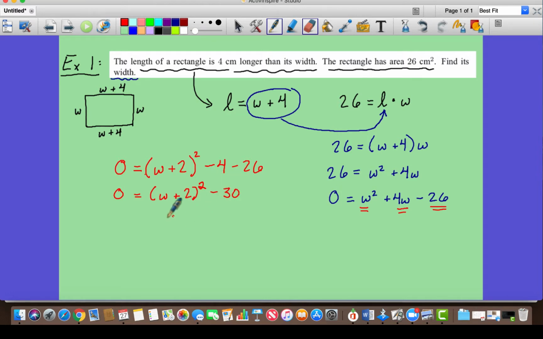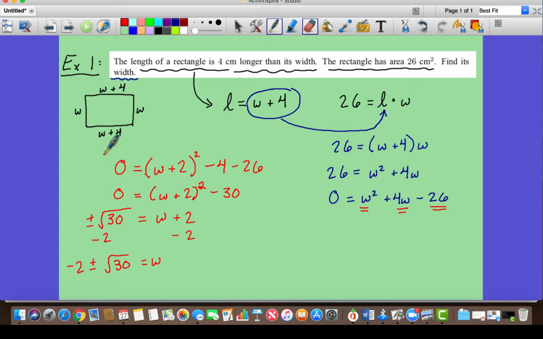And the rest from here is pretty routine. I'll add 30 to both sides, take the square root, and that leaves me with W plus 2. Remember, that gives me a positive or negative value for the square root. And then I'll subtract 2 from both sides. So I have two potential options for W. I have negative 2 plus or minus the square root of 30.